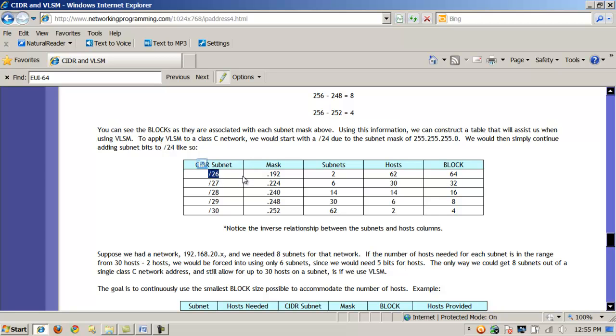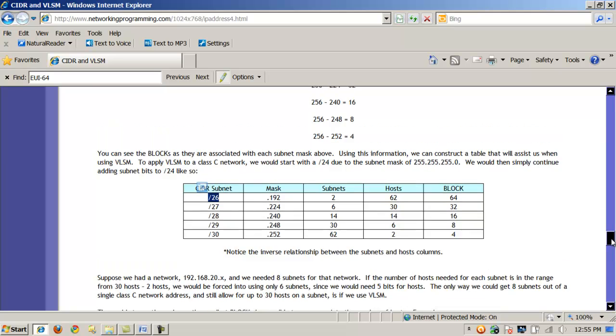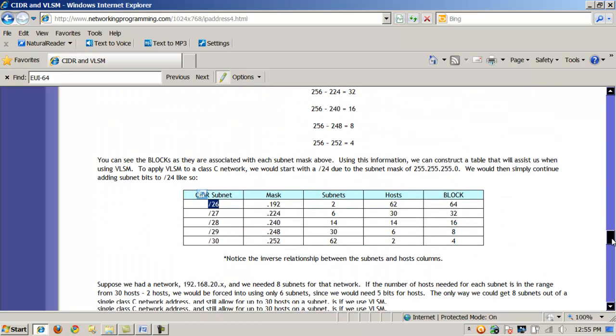If I did CIDR 26, based on the table up here, there are 2 additional bits, so my mask would be 192. If I added 3 bits, 224. If I added 4 bits, 240. 5 bits, 248. And 6 bits, 252. If I did that, I can apply my formula here and figure out the number of subnets I get by adding each of those bits in.